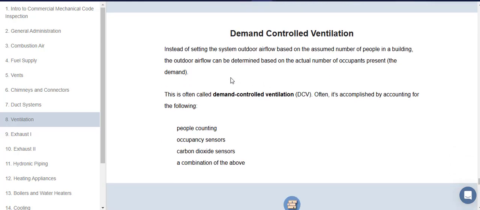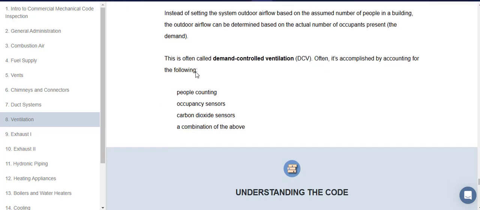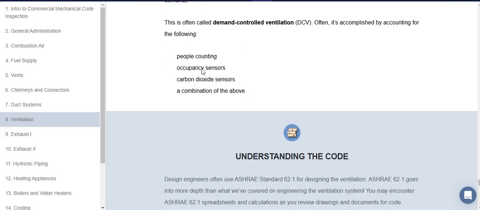Demand control ventilation. Instead of setting the system outdoor airflow based on the assumed number of people in the building, the outdoor airflow can be determined based on the actual number of occupants present. This is often called demand control ventilation, DCV. Often it is accomplished by people counting, occupancy sensors, carbon dioxide sensors, and a combination of the above.